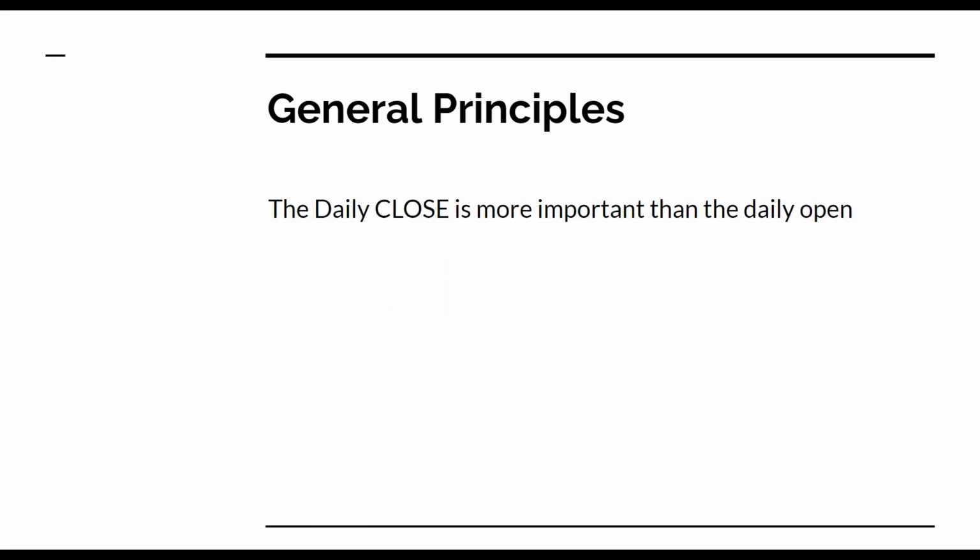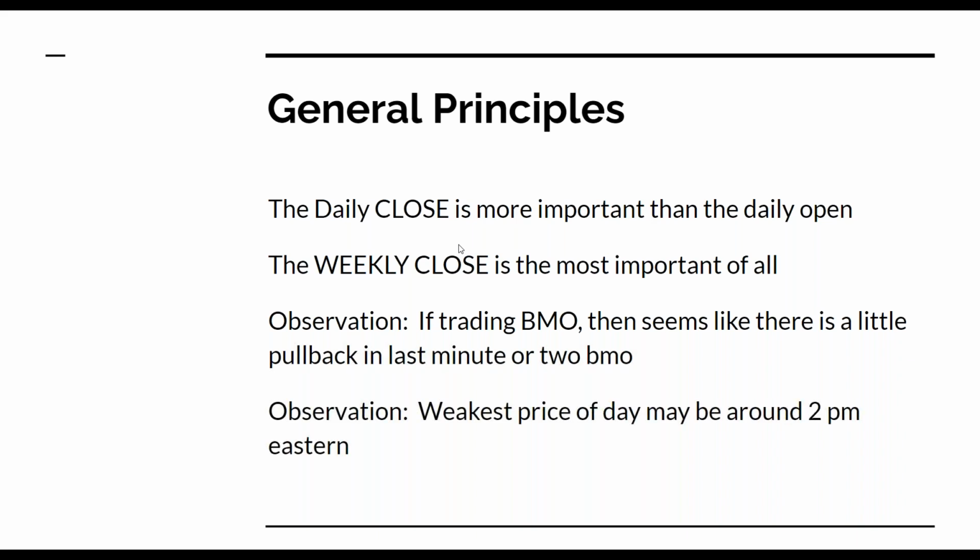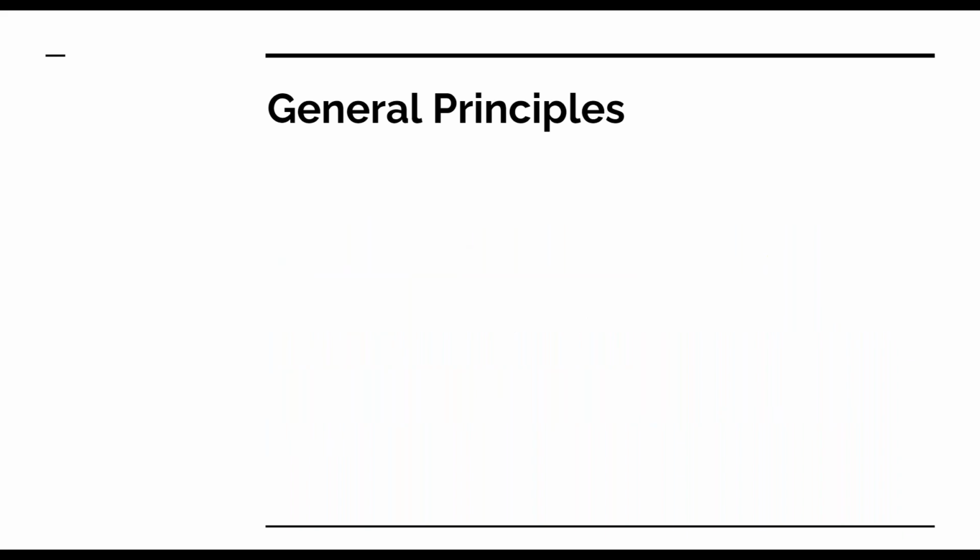So in the market, the daily close is more important than the daily open. The weekly close is the most important of all. And Bill worked mostly off of weekly charts, almost exclusively, except for entries. Use daily charts for entries. If you're trading before market open, which is higher risk, it does seem like there's a little pullback sometimes in the last minute or two. And then during the day, sometimes it seems like the weakest price of the day is around 1:45 or 2 p.m. I don't know if that has to do with lunchtime in New York or what that is.